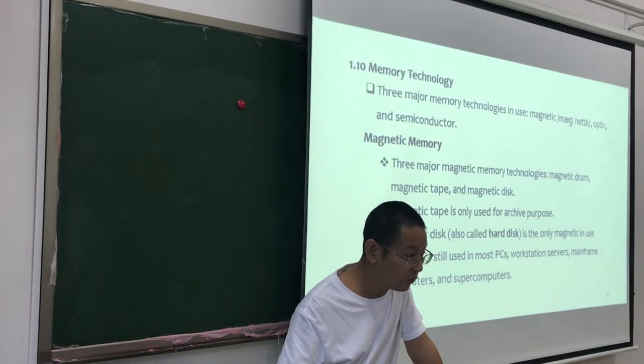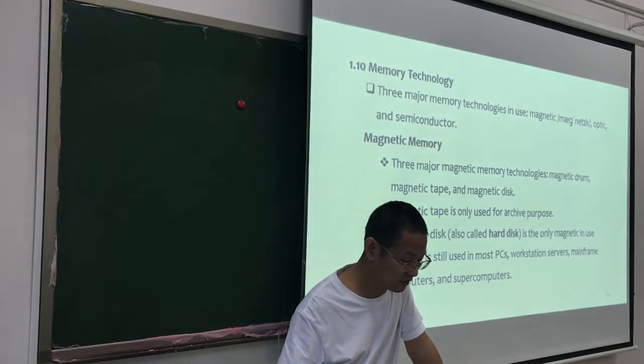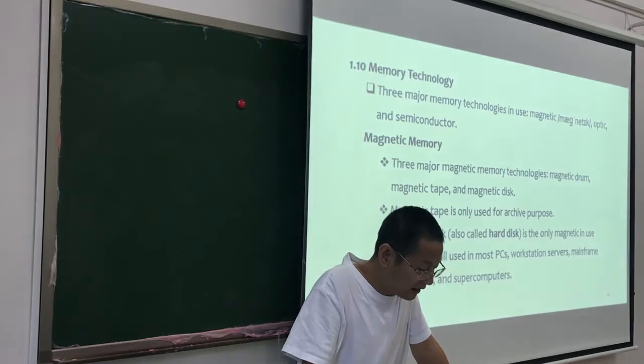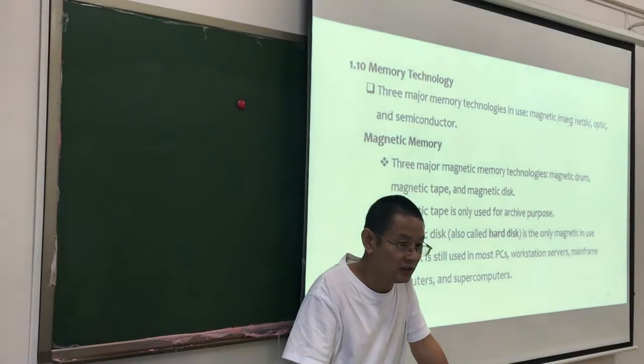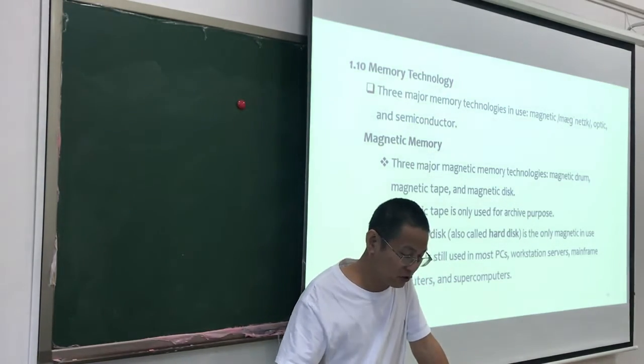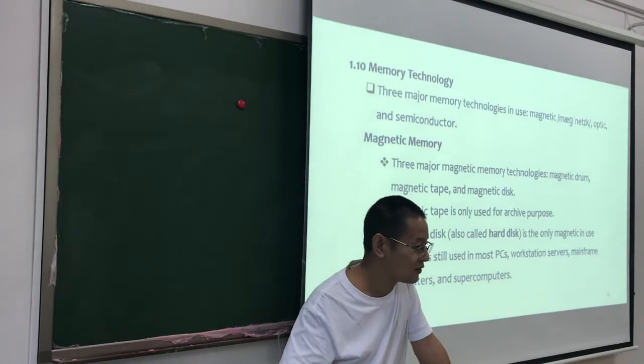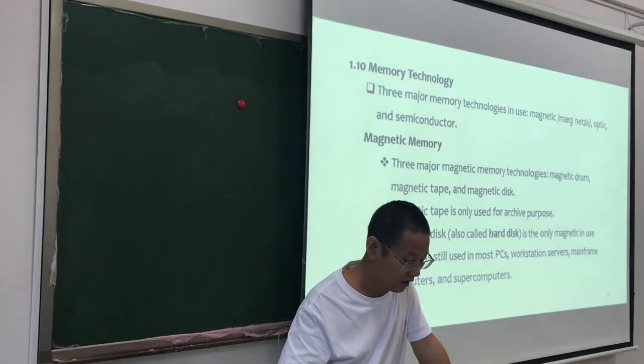It is still used in most PCs, workstations, servers, mainframe computers, and supercomputers. The magnetic disk can store many things, many files. So we often use it on our computer.